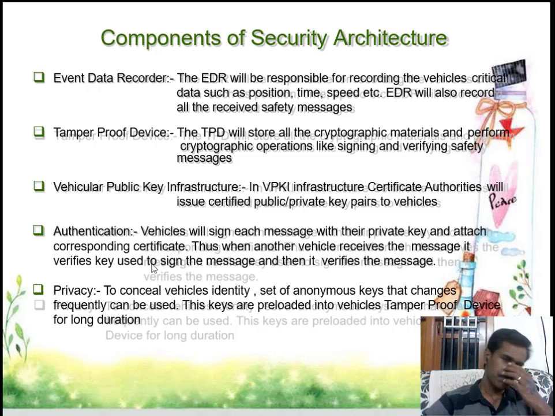And these are the components we use for security purposes: privacy, authentication, key infrastructure, and the event recorder, which is like a black box in a flight. All our information will be stored there until something happens. Then we can retrieve the information from the event recorder, so that we can take the necessary action.